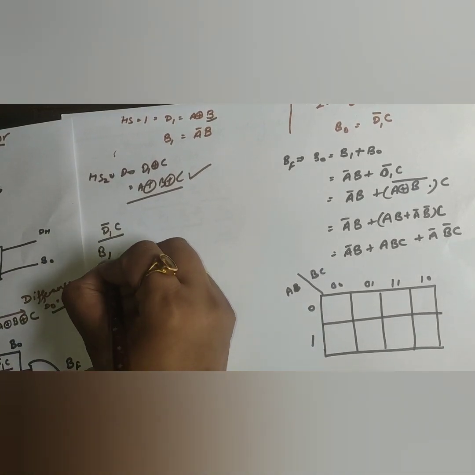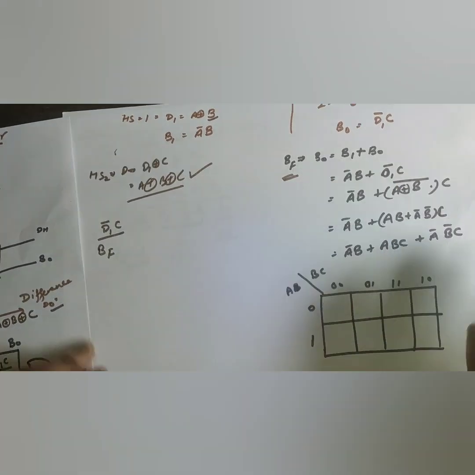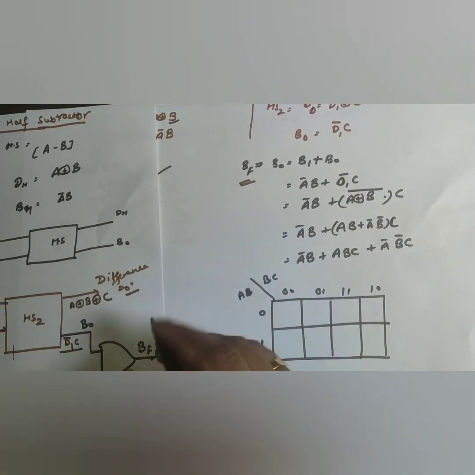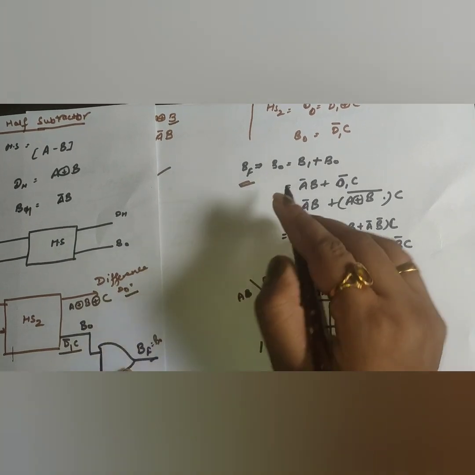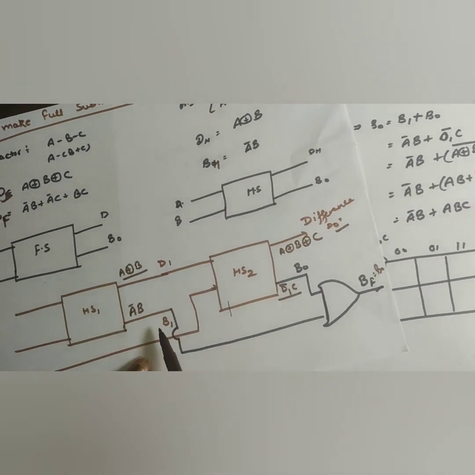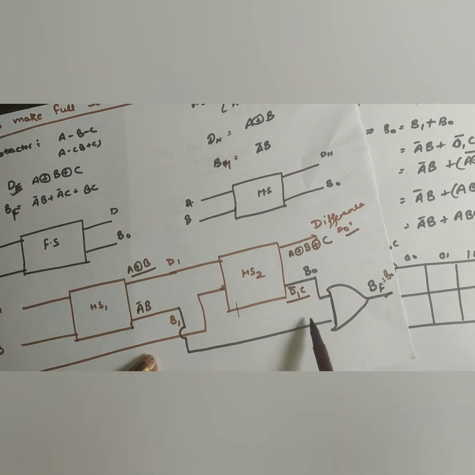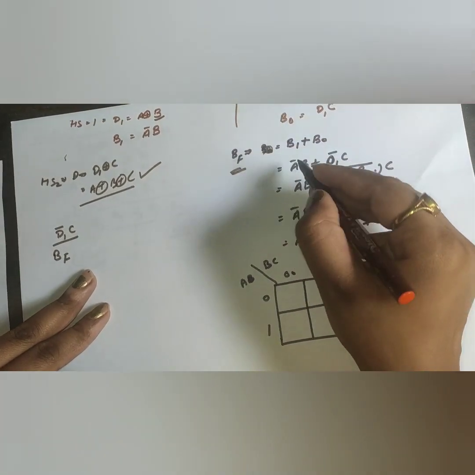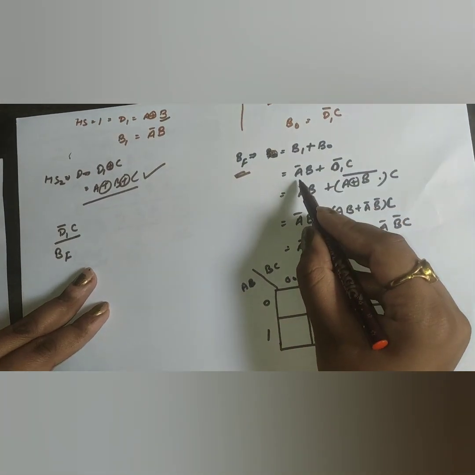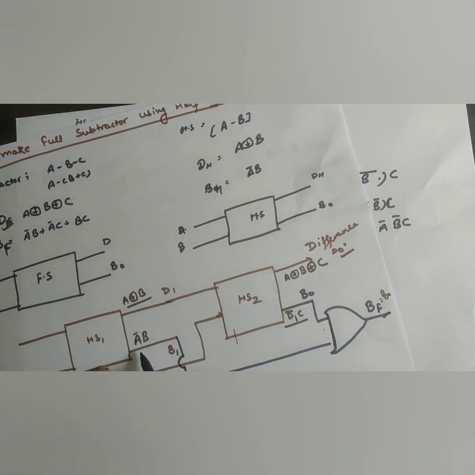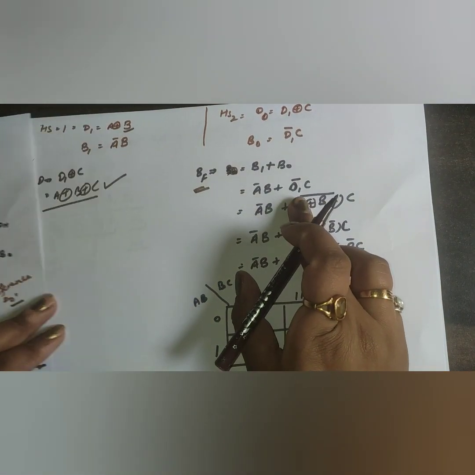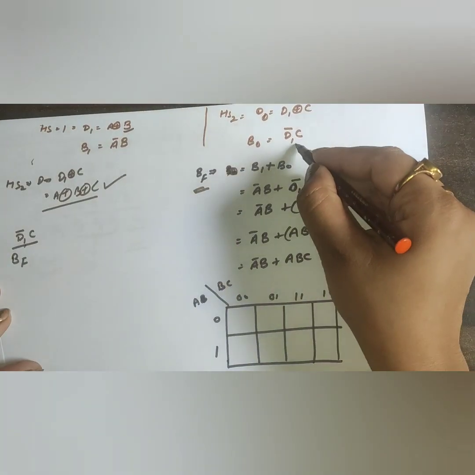So we take full subtractor. The full subtractor borrow is B0. Final output B0 is B1 and the second borrow. Okay, so this will be B1 and B0. B1 is A bar B. You can check, we have right here A bar B, and this one D1 C. I have written like this.